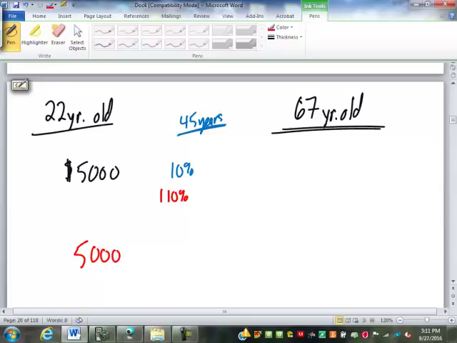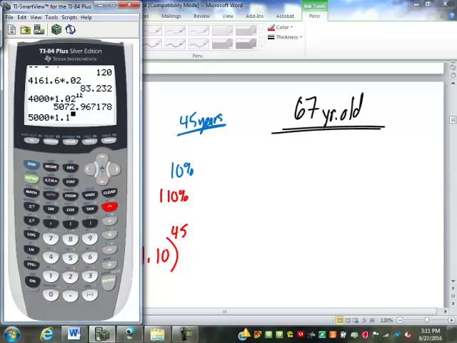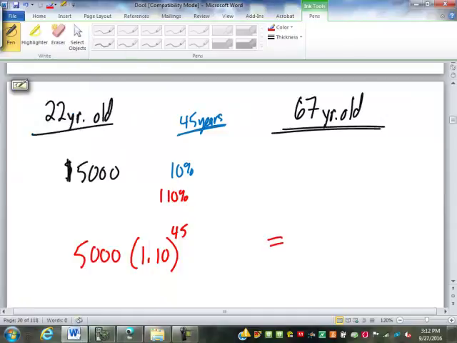So $5,000 times 1.10 to the power of 45, because it's going to be 45 years. Now, don't punch this in the calculator. I want you to guess what this is going to be. Anybody want to guess what this is going to be at the end of 45 years? It is going to be pretty large. 364,000. I'm just going to round it off to the nearest thousand because, of course, that 10% is estimated.